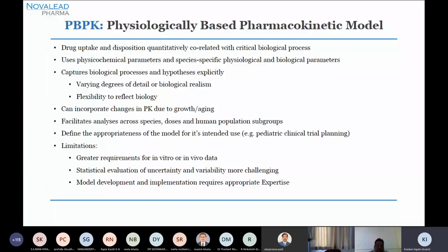Now we come to the next part of the topic, that is PBPK, which is nothing but physiologically based pharmacokinetic models. These are models which are widely being used in the discovery process. There are some very good advantages of these models. Especially in the situation we are in right now, the COVID pandemic situation, finding a new drug at a high speed compared to the conventional discovery method is very essential.